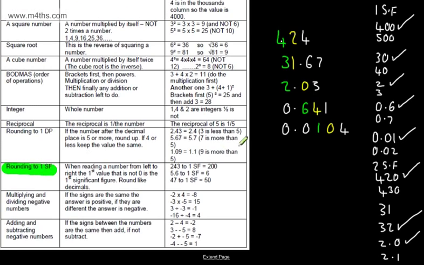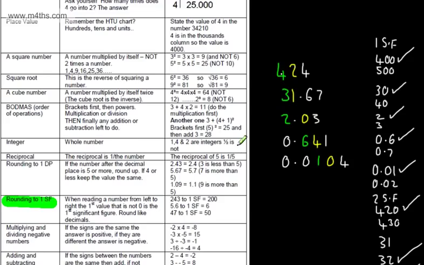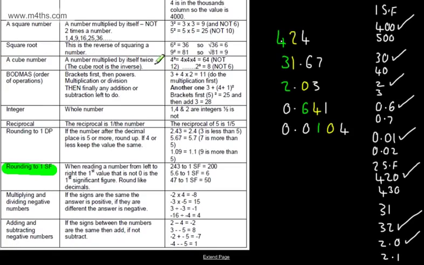In the exam, generally on the foundation, it will be one significant figure. So look at your number and say, what now is the first significant figure? The first significant figure are hundreds.